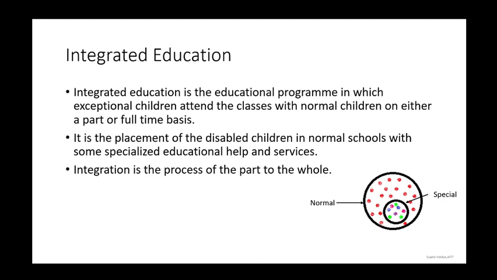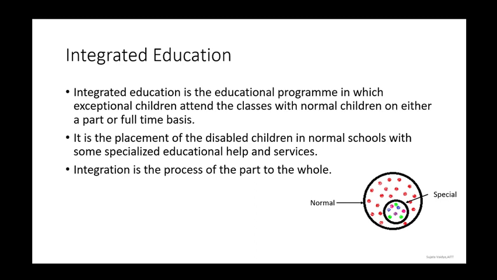Now let us understand the concept of integrated education. As you can see in the diagram, the special students are integrated with the normal students. So integrated education is the educational program in which exceptional children attend the classes with normal children on either a part or full-time basis. It is the placement of the disabled children in normal schools with some specialized educational help and services. Integration is the process of the part to the whole.